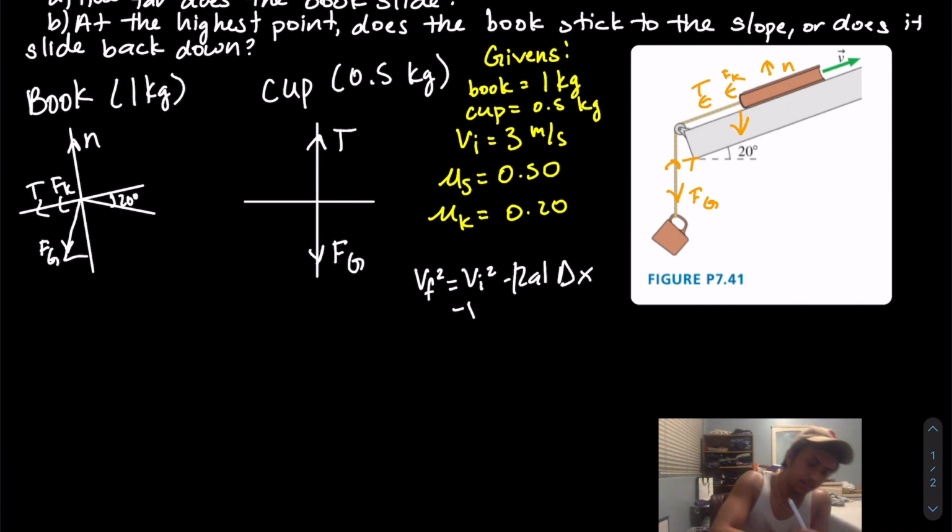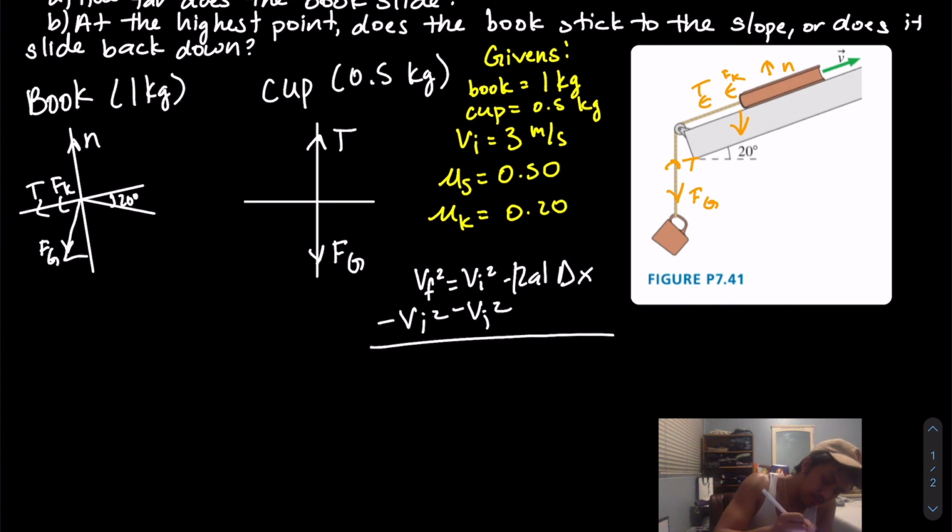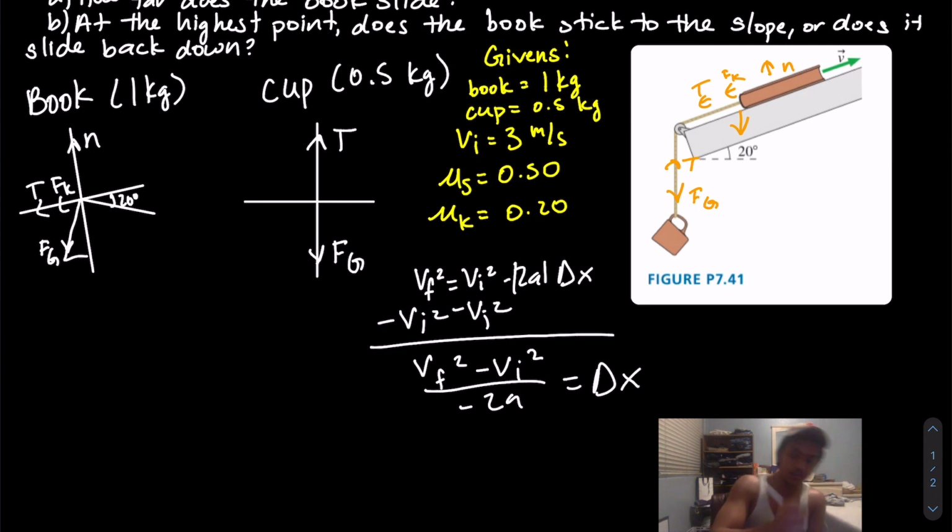So I subtracted Vi squared, and then divided by negative 2a. That should equal my delta x later on.